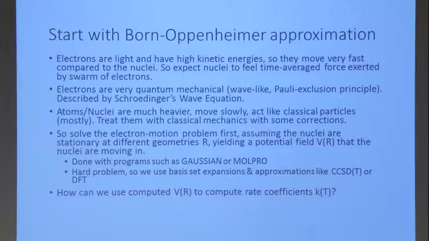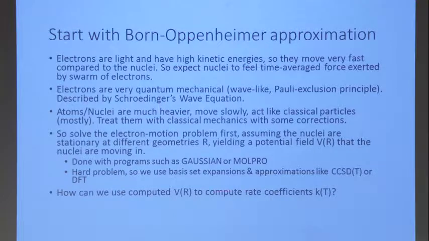They're like waves, and they also satisfy this Pauli exclusion principle. They have this Schrodinger wave equation, and the atoms mostly act like classical particles, and they just feel the time average force basically exerted by the electrons flying around them. And so the way to solve it is you solve the electron motion problem first, assume the nuclei are fixed, and you get the potential field V of R.